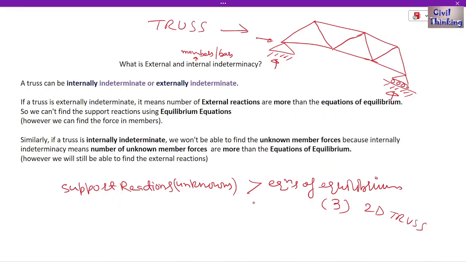When the support reactions are more, we cannot find the unknowns, right? Because the unknowns are more than equations. So how is it possible? So this is known as external indeterminacy.